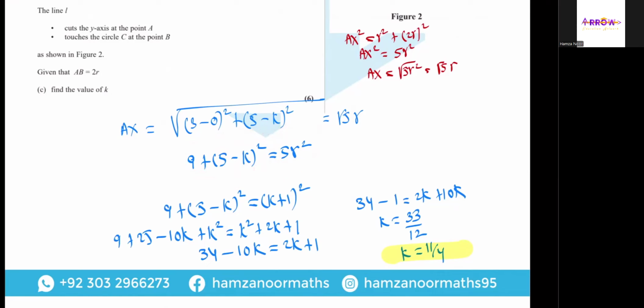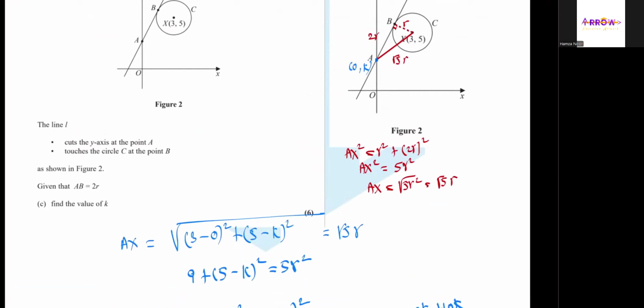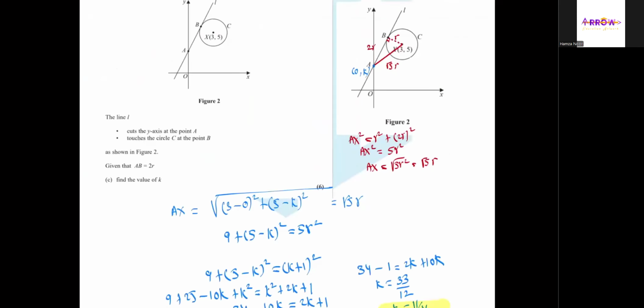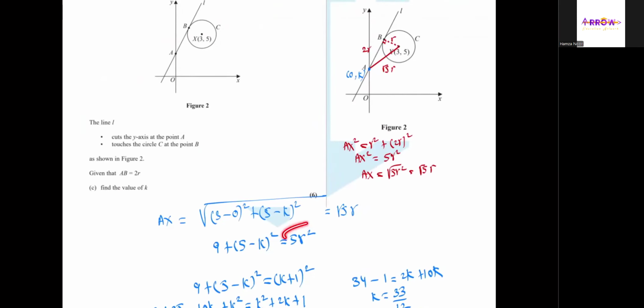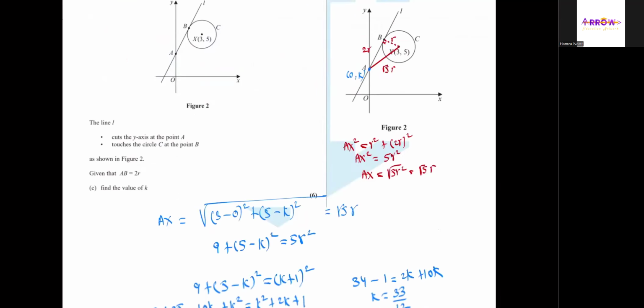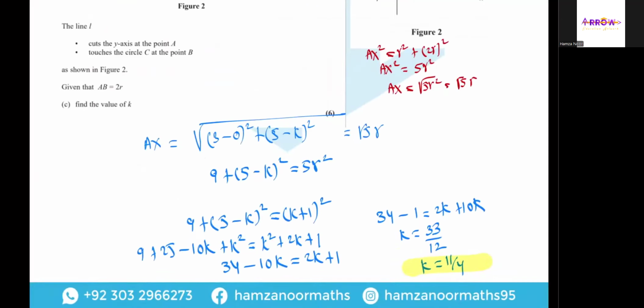So congratulations, we have found another equation connecting k and r, where k and r are unknown right now. The first equation is over here, which we have already established from part B. So I can equate 5r square with 5r square. So I can say that (k plus 1) whole square will be equal to 9 plus (5 minus k) whole square. Okay. So therefore, I'm going to expand this side and this side.